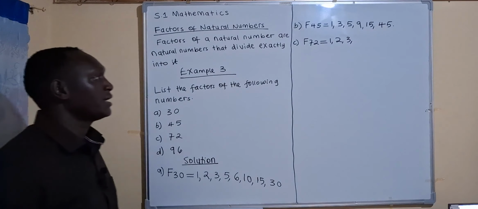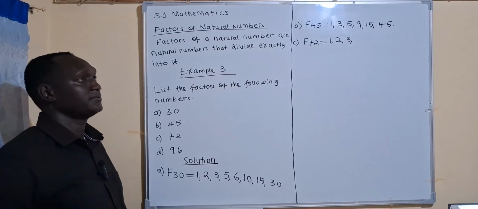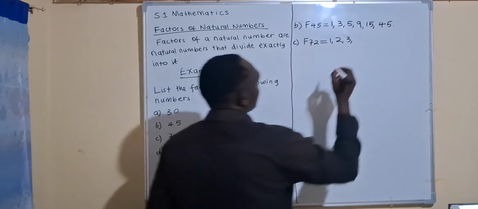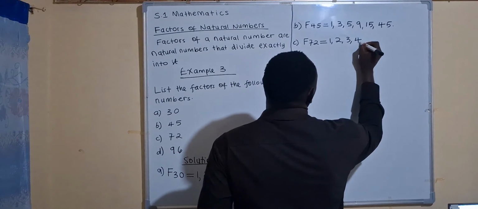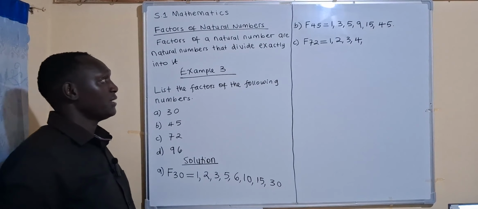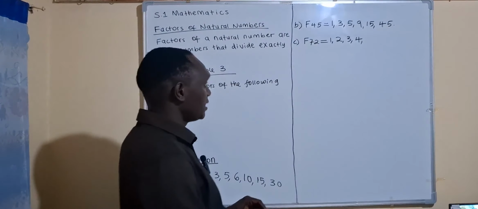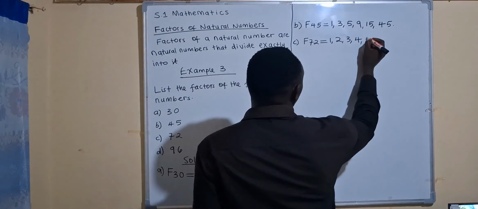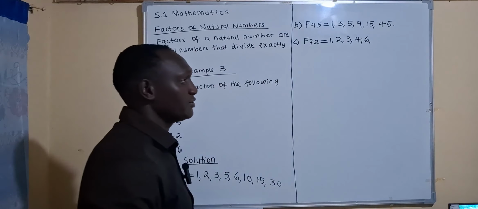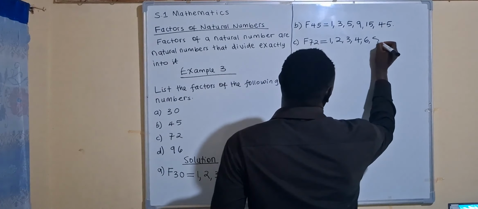How about 4? 72 divided by 4 is 18 and the remainder is 0. Therefore, 4 is a factor. How about 5? No, 5 does not perfectly divide into 72. Divided by 6 gives us 12 and the remainder is 0. Therefore, 6 is a factor. 7, no, 8. 72 divided by 8 will get 9 and the remainder is 0. Therefore, 8 is a factor.